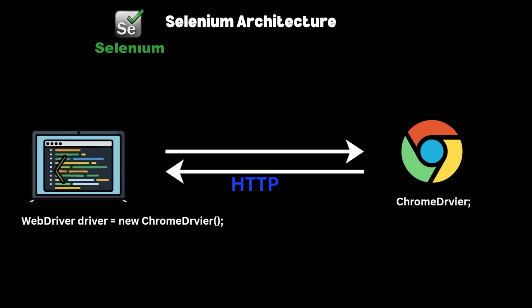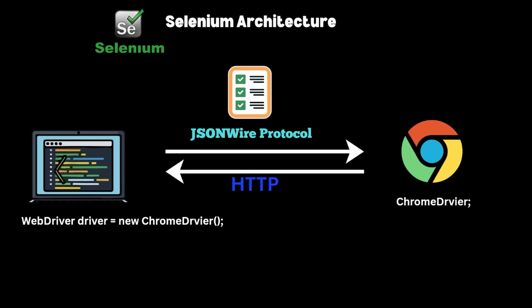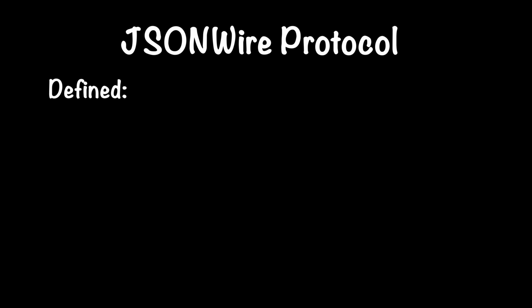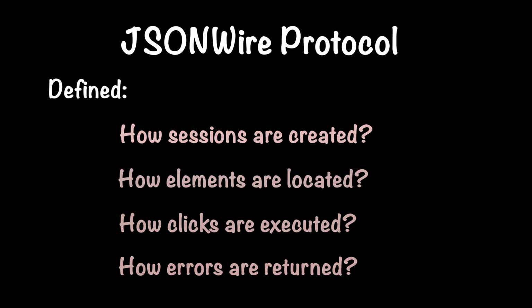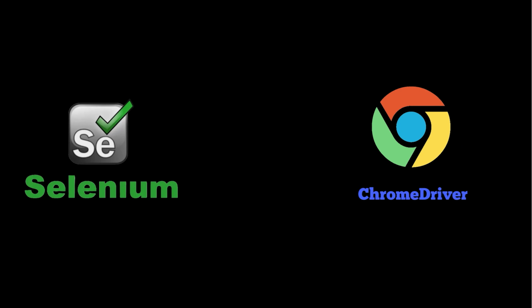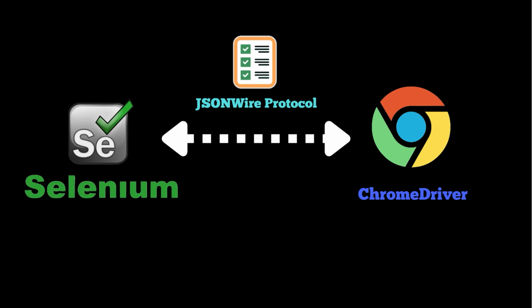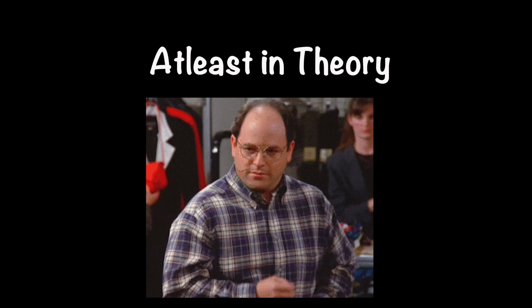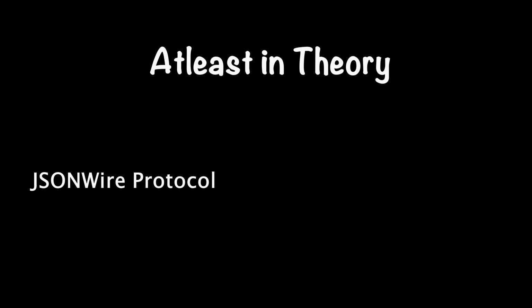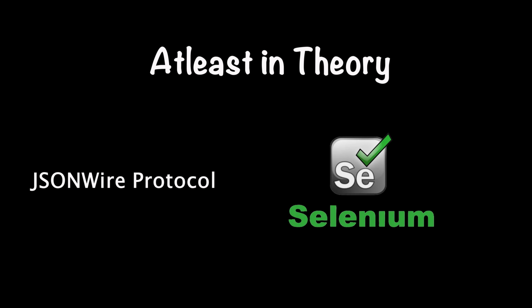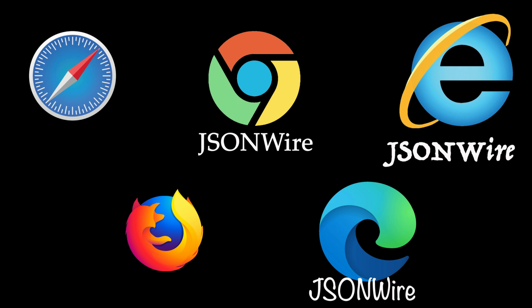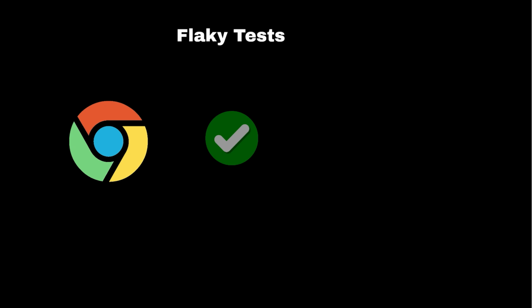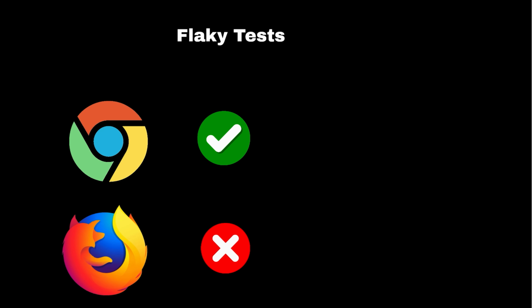Because for many years, Selenium used the JSON wire protocol. Think of it as the original REST API contract for browser automation. It defined things like how sessions are created, how elements are located, how clicks are executed, how errors are returned. As long as both Selenium and the browser driver understood the JSON wire protocol, they could communicate, at least in theory. Because there was one problem. The JSON wire protocol was created by the Selenium project, not by browser vendors, and every browser vendor had a slightly different interpretation of the protocol. And that's where the fun began. Your flaky tests running in one browser, breaking in another, are kinds of issues that originated from here.